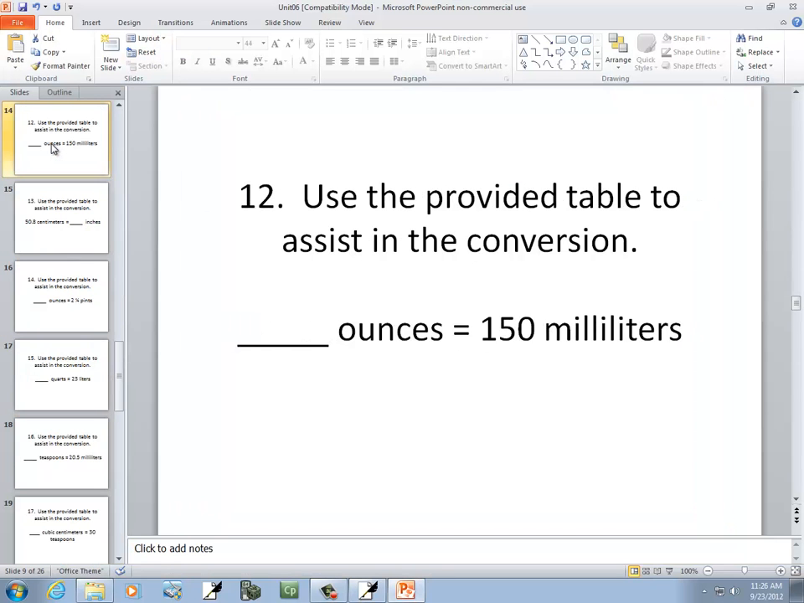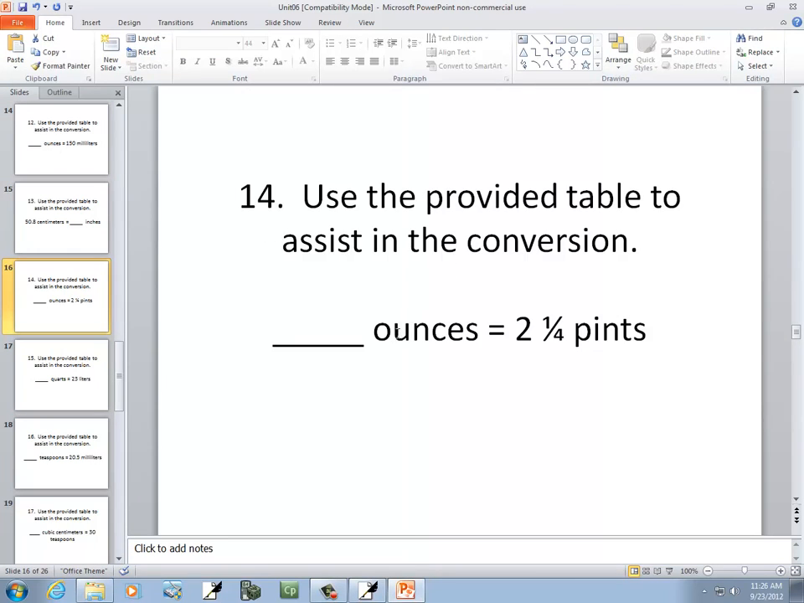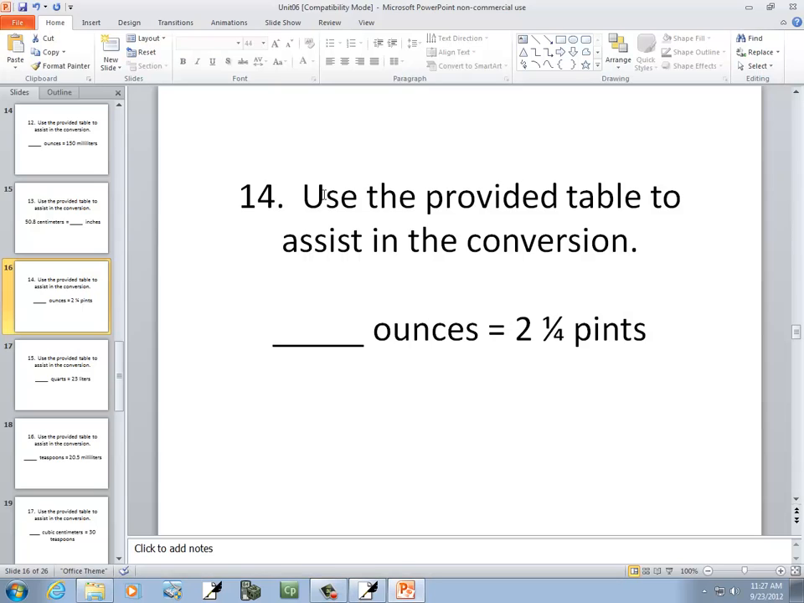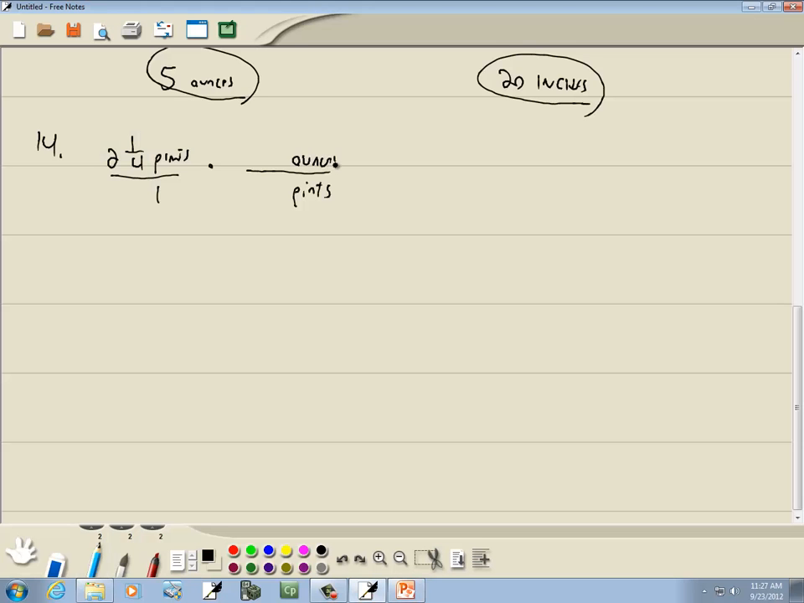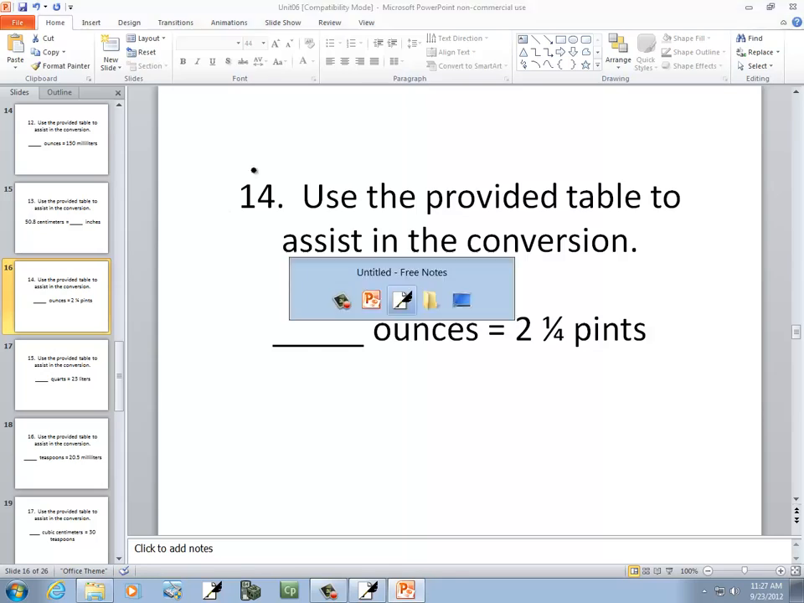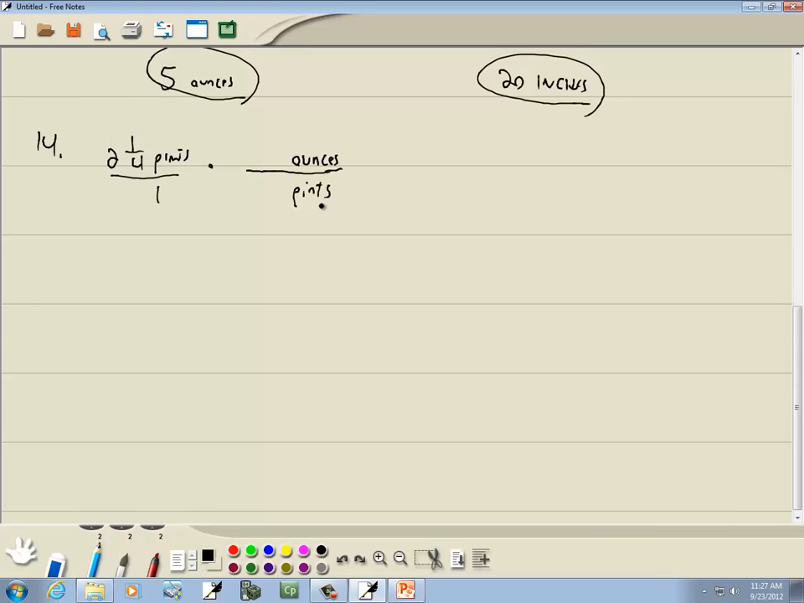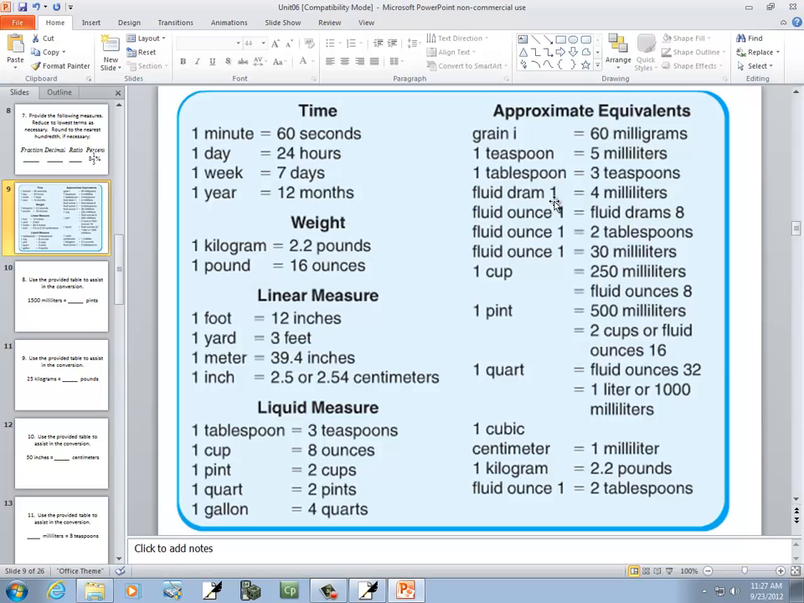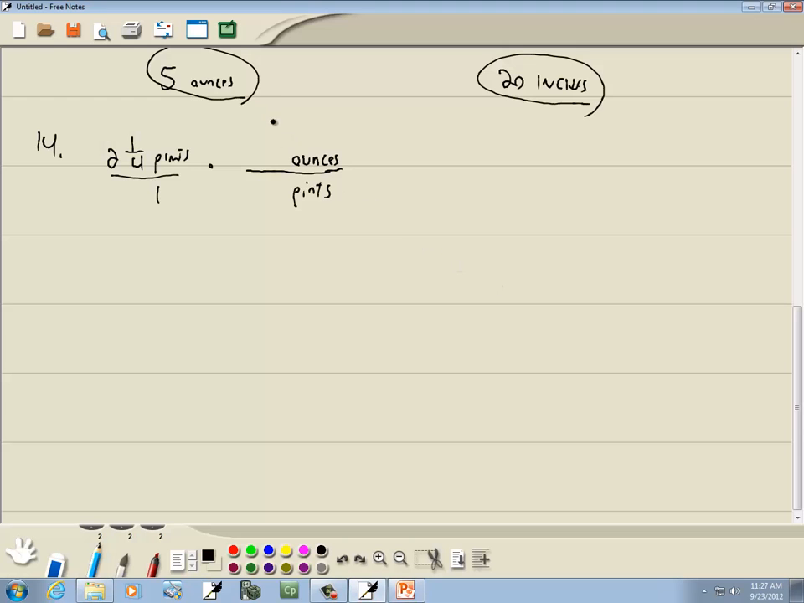Let's look at number 14. Okay, we got blank ounces equal to 2 1/4 pints. So I'm starting out with 2 1/4 pints. Put that over 1. If pints is up here, then pints has to be down here. And we hope to convert that to ounces. So let's go look on our table. Pints to ounces. 1 pint is 16 fluid ounces. So 16 ounces is 1 pint.